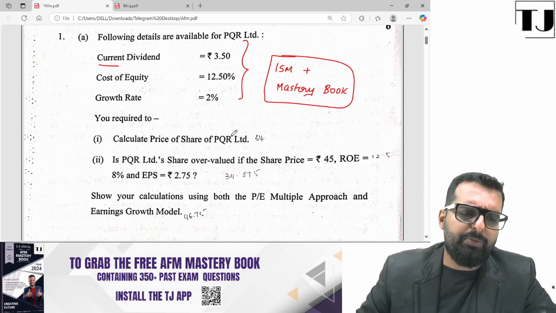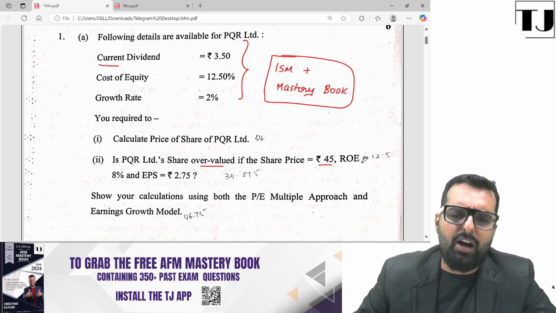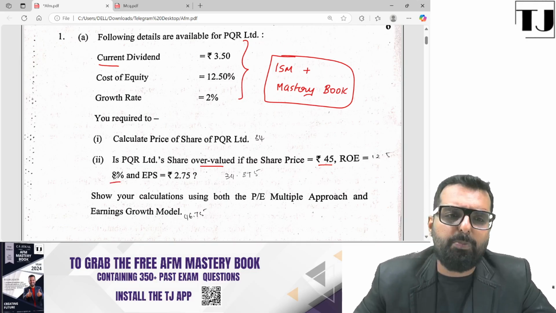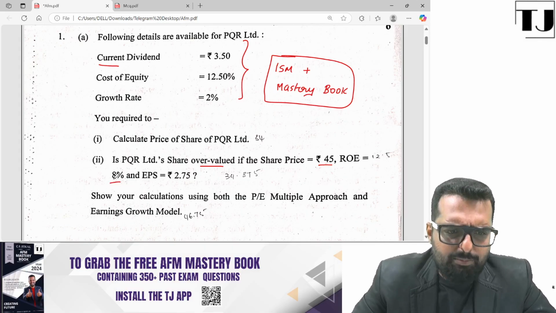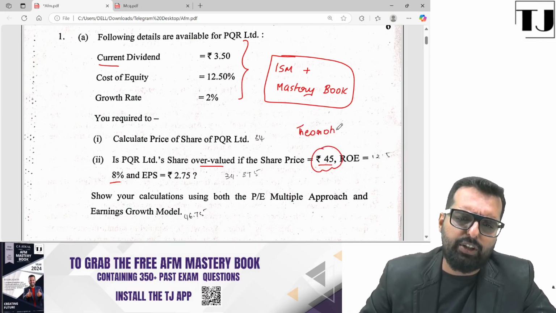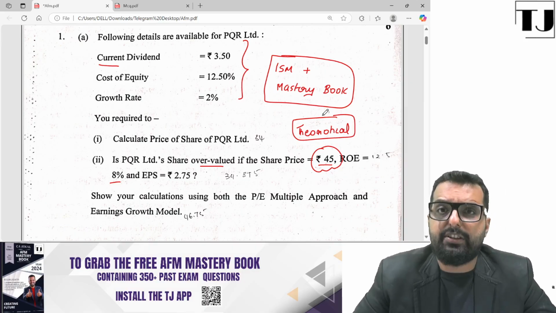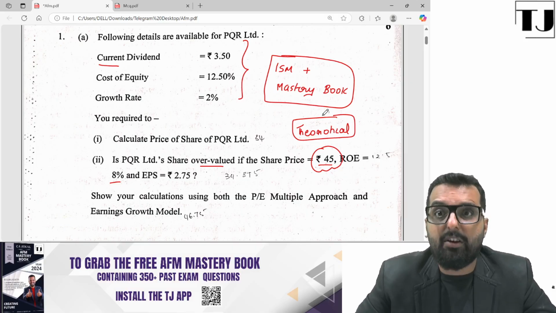Then they are asking you, is PQR's share overvalued if the share price is 45, ROE is given as 8% and the EPS is given as 2.75. Friends, this is an exact question from your study material where they have given you the actual price and they want you to find out the theoretical price. After you find out the theoretical price, we will check if the theoretical price is more than the actual price. We would say the actual price is undervalued, so very soon the price will go up, you should buy.